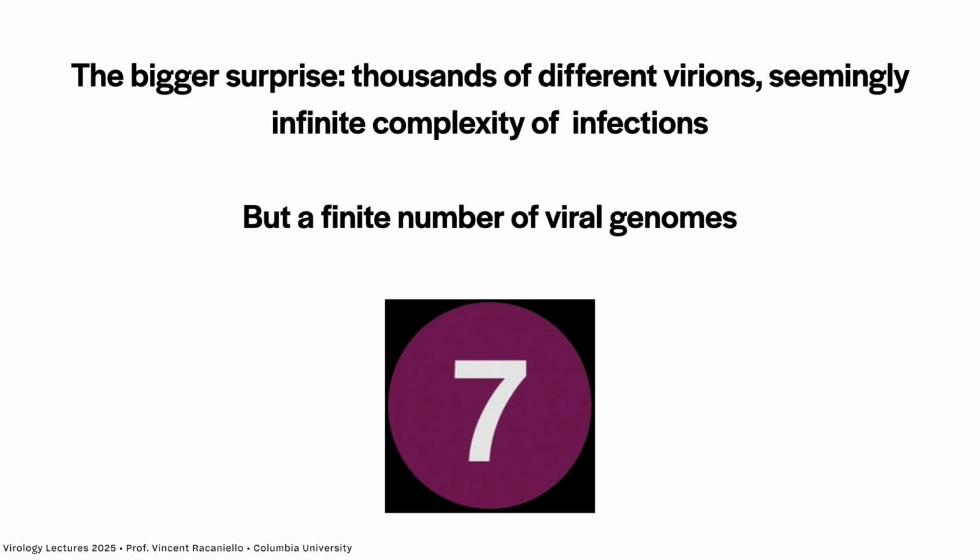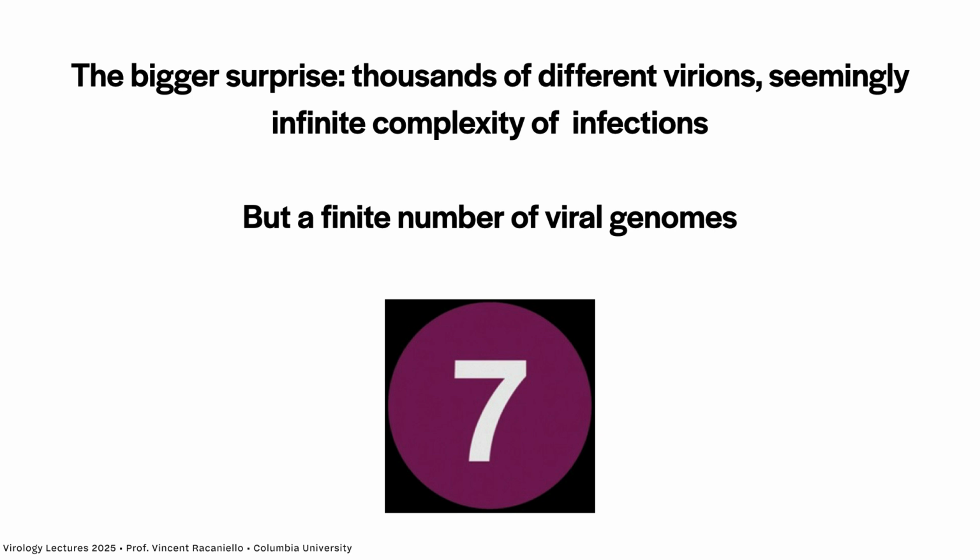The bigger surprise, though, as people began to study viruses, is that even though there are billions and billions of viruses on the planet, there are only 7 different kinds of viral genome. You can remember that because that's the number 7 train. 7 different kinds of viral genomes, which is amazing.